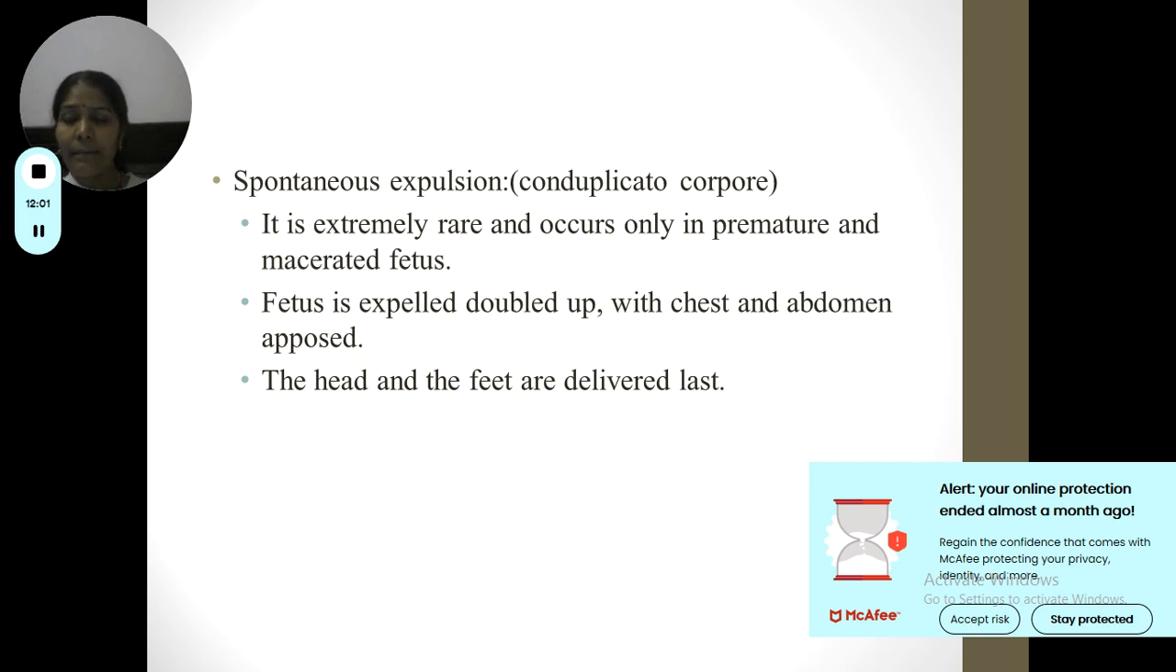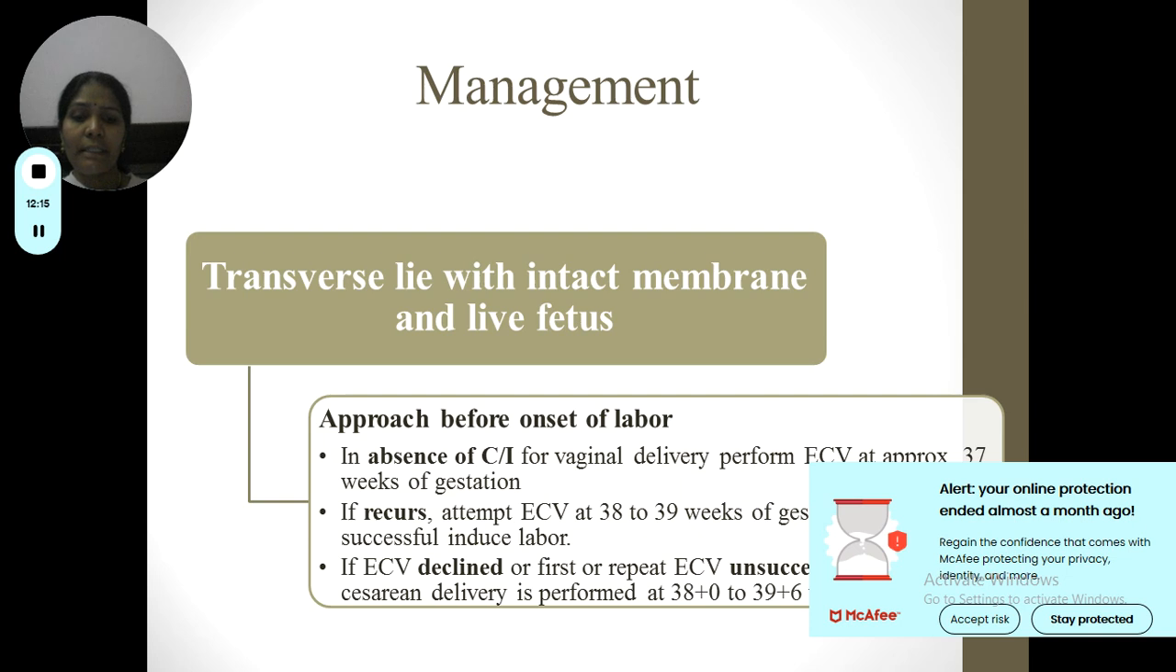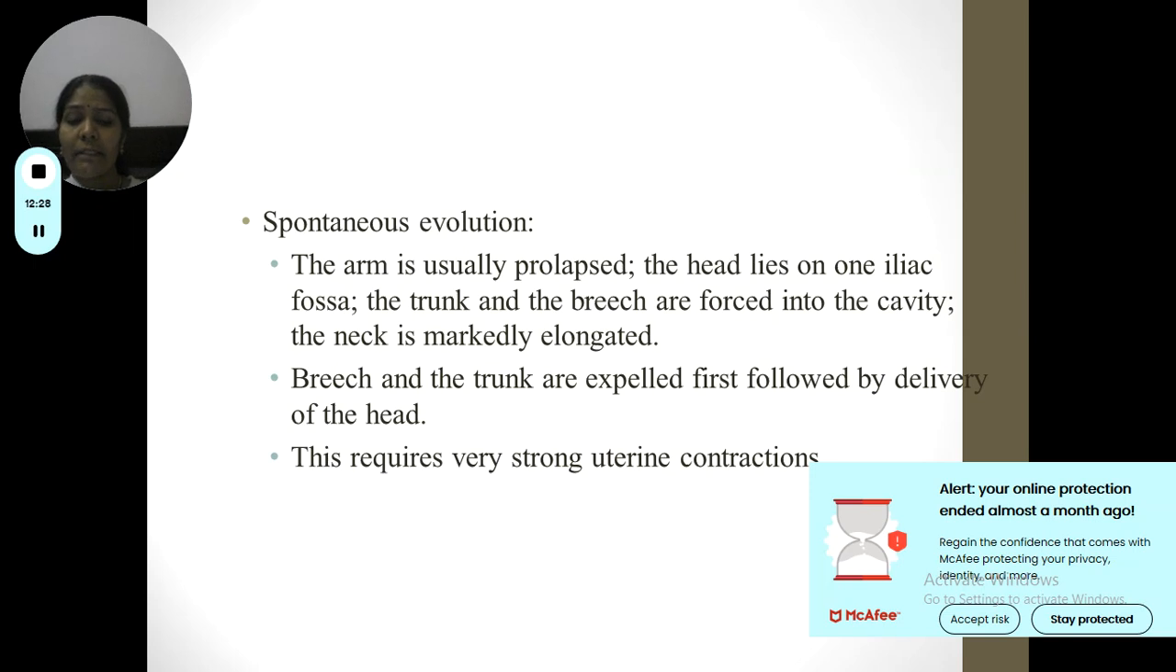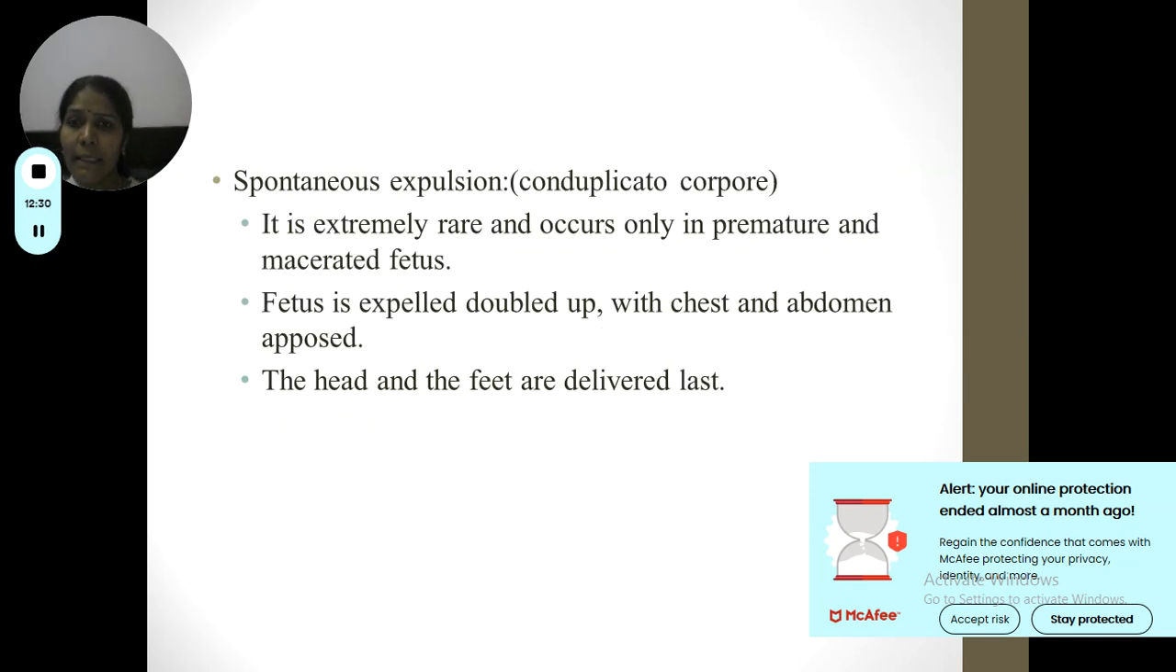And the third mechanism is spontaneous expulsion or conduplicato corpore. It is a very rare mechanism and it occurs only in premature and macerated fetus. The fetus is expelled doubled up with chest and abdomen approximated, and the head and feet are delivered last. So these are the three rare mechanisms, that is, spontaneous rectification or version, spontaneous evolution and spontaneous expulsion.